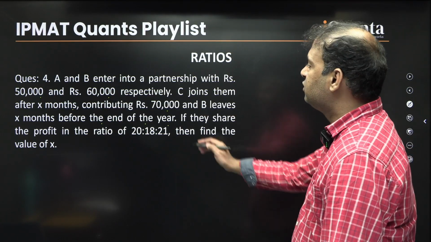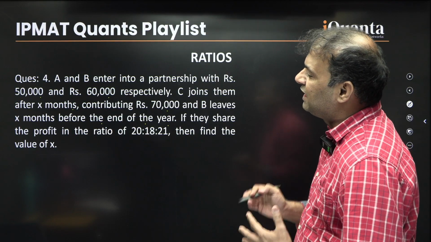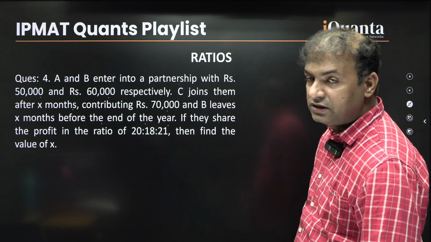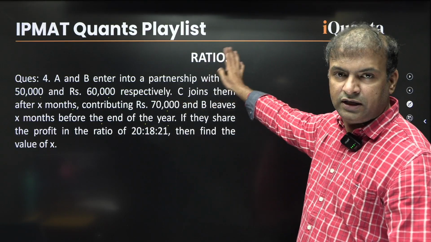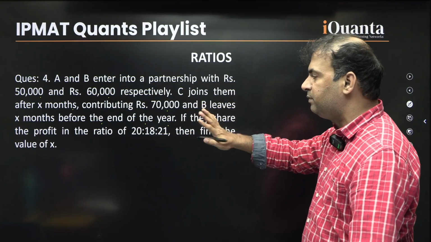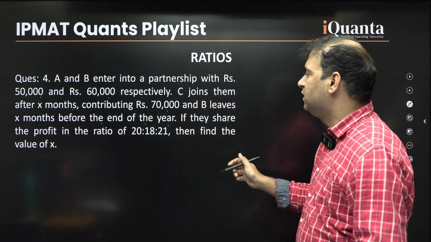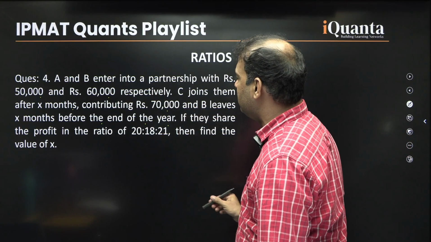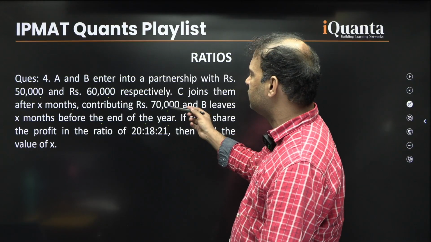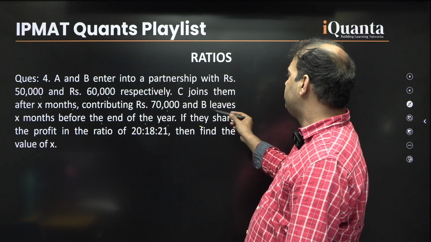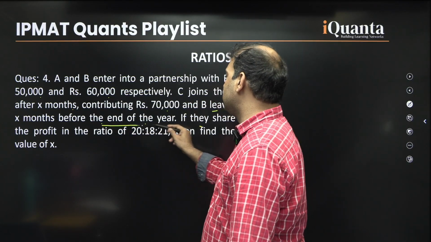So first let's see the time period for which all of these have invested. Look at Mr. A. Mr. A came from the beginning and is there till the end, he never dropped the business. So we will take the total time as 1 year, because they have clearly written that they share the profit. There is one more line given: B leaves X months before the end of the year, right guys?